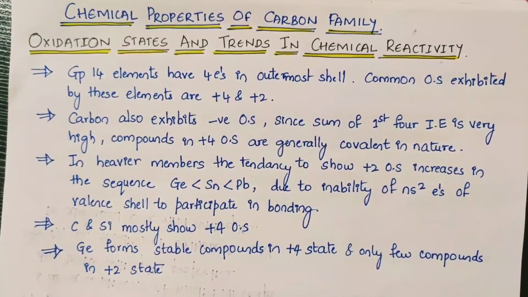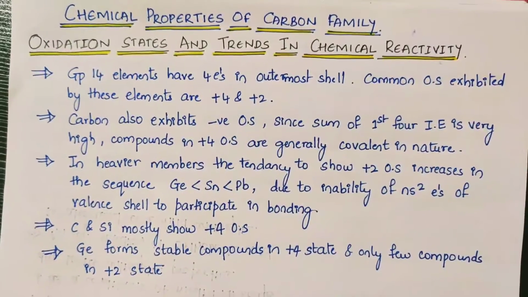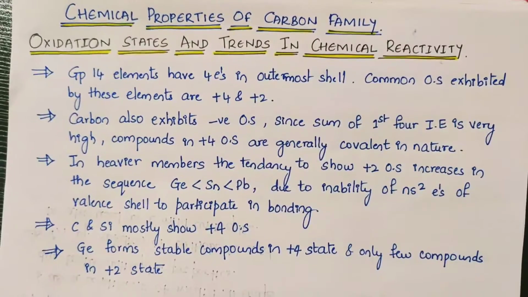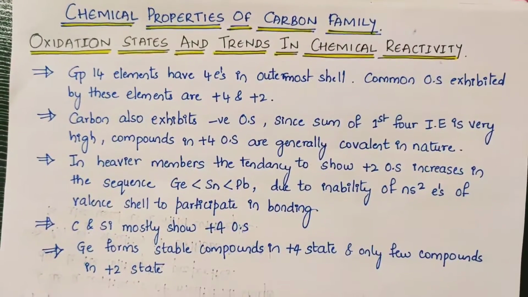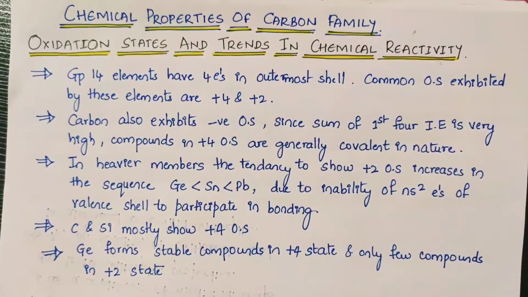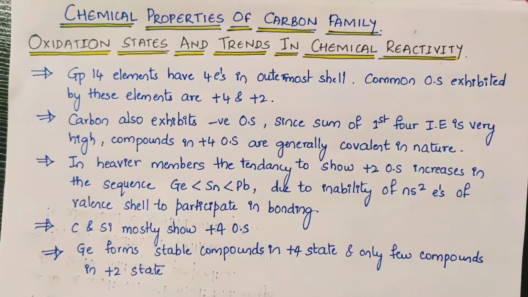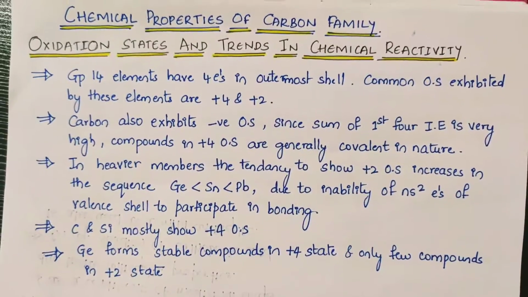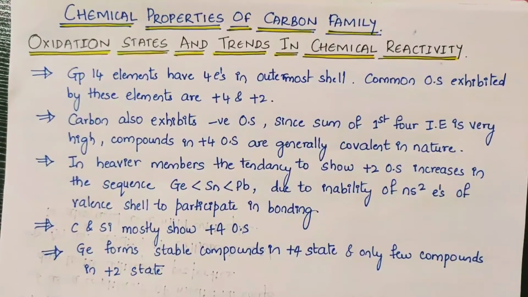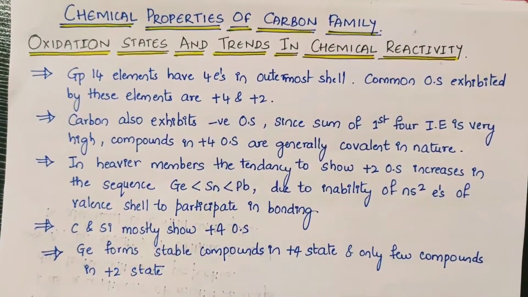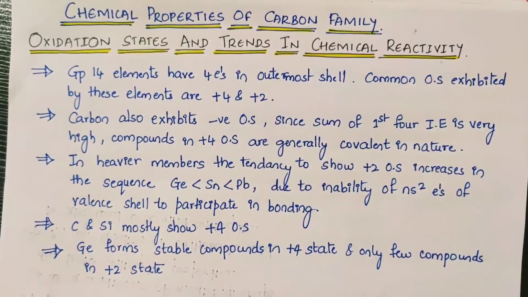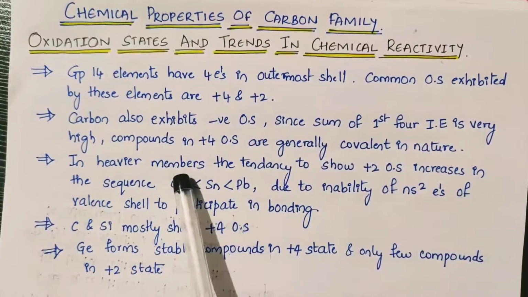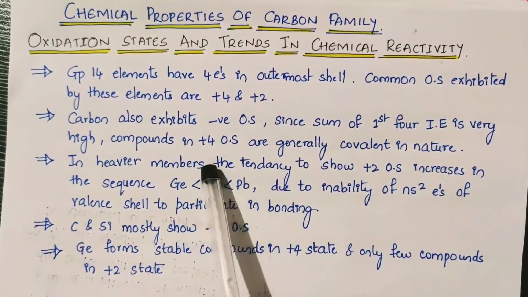Now carbon also exhibits a negative oxidation state. Carbon can take up 4 electrons and form the carbide ion. But this process is said to require a large amount of energy. The sum of the first 4 ionization energies is very high, and compounds in the +4 oxidation state are generally covalent in nature.